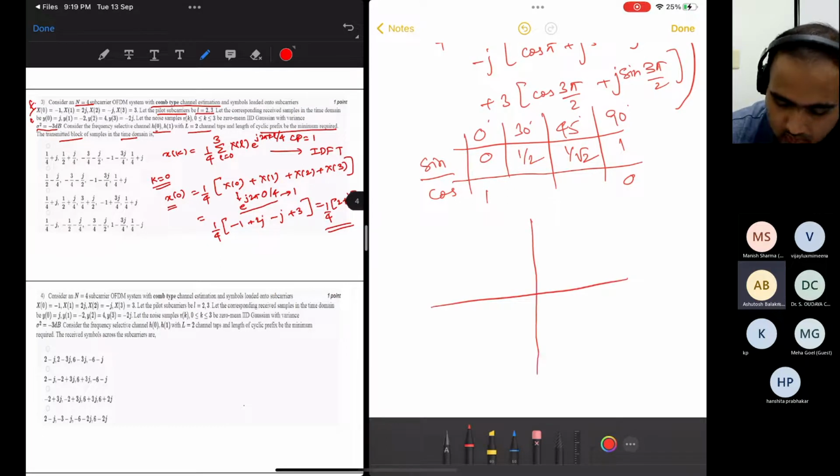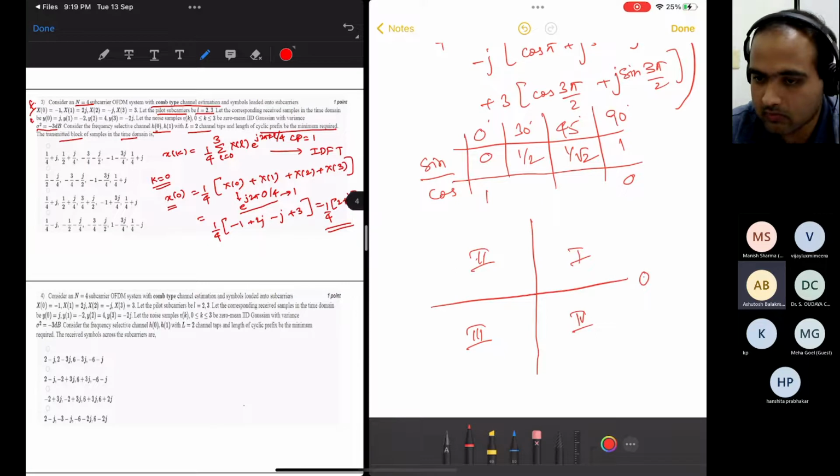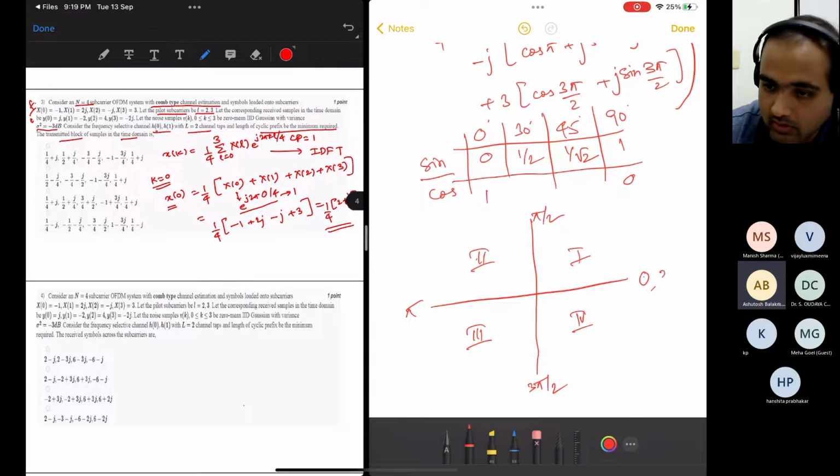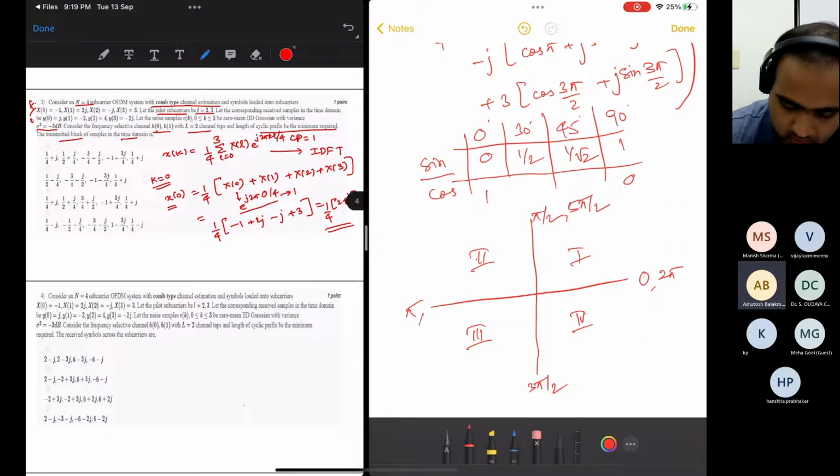So in these 4 quadrants which we have, 1, 2, 3, 4, this is my 0 degree, right? 0 pi radian, and this is my pi radian, right? This is pi by 2, and this is 3 pi by 2. Similarly, we have 4 pi by 2, which is 2 pi, then 5 pi by 2, then 6 pi by 2 is 3 pi, then 7 pi by 2, then 8 pi by 2 is 4 pi.